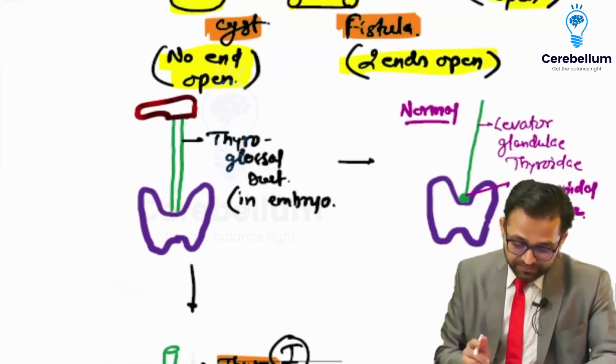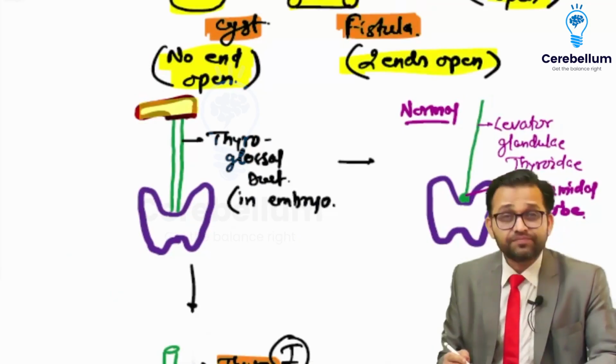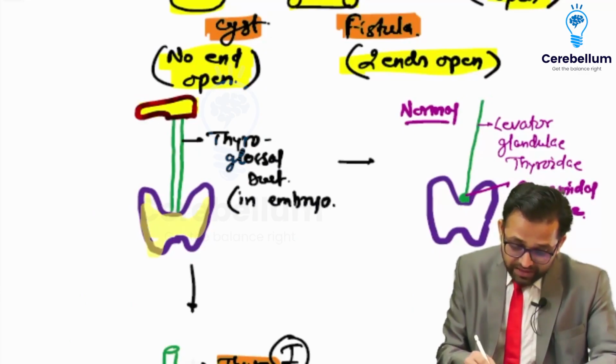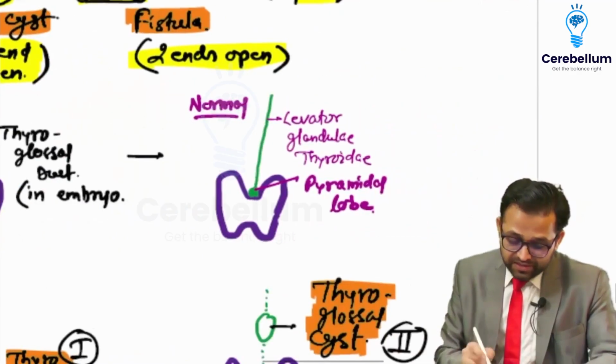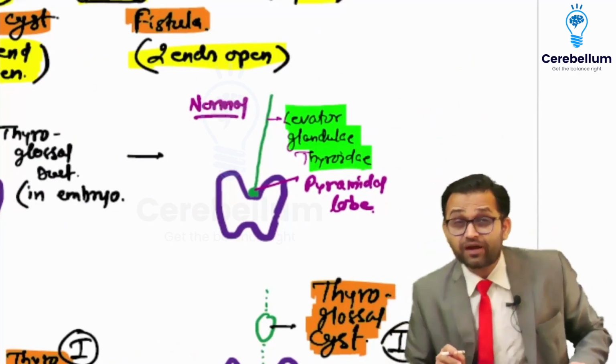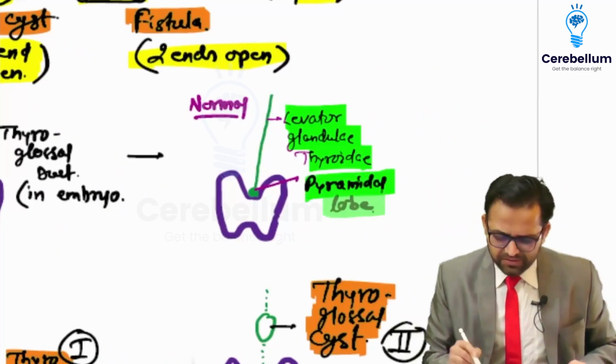So catch this point. Sir, this is our tongue. Here is the thyroid gland. At embryonic time, there is a duct, the thyroglossal duct. Later it gets obliterated and it helps in the formation of the levator glandulae thyroideae, and the lower part makes the pyramidal lobe.